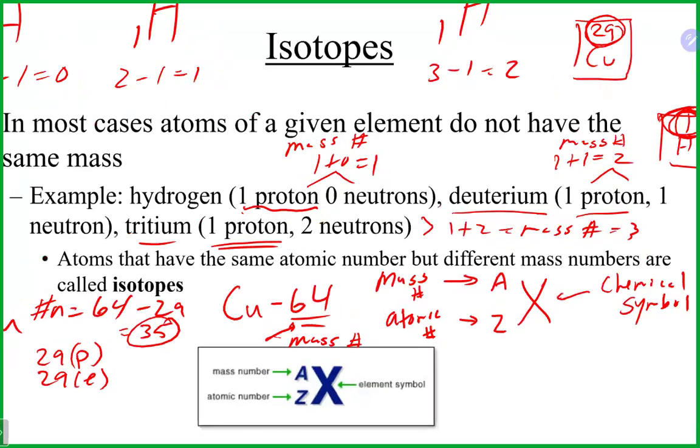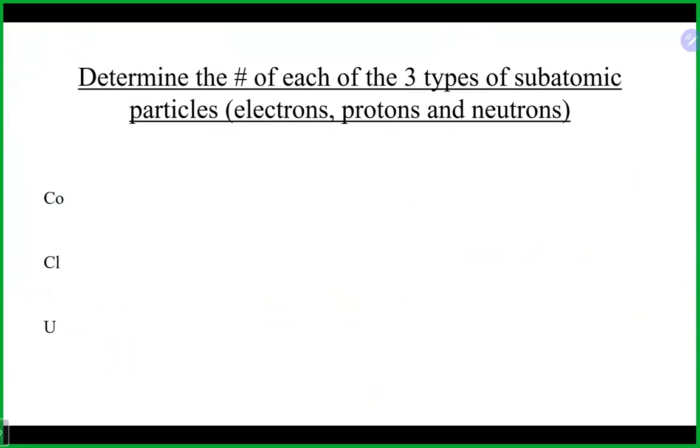All right, so let's take a look at some here. Let's zoom out. Try that again. There we go. All right, so take a few moments for each of these, and then we'll talk about it. Figure out how many protons, electrons, and neutrons each of these have. So take a few moments and see what you come up with.